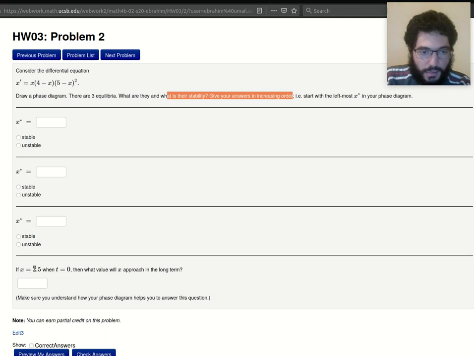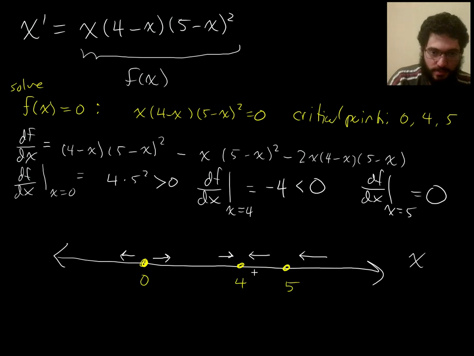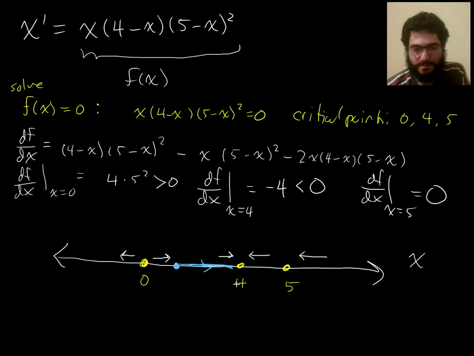And down here, if x starts out at 2.5 at time 0, then what value will x approach in the long term? Well, 2.5 is somewhere between 0 and 4, right? So you would have x starting like here, or something like that. Then what value does it approach in the long term? Well, we know if it's here, it's going to increase. And it's going to keep increasing and increasing and increasing, and it'll approach 4. So we know it'll approach 4 in the long term.